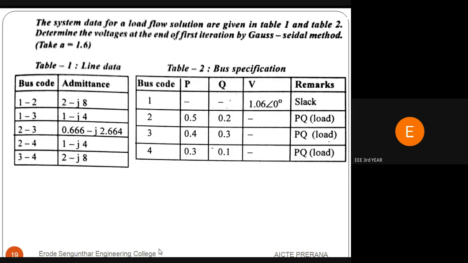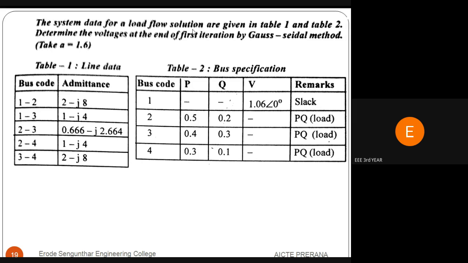Consider this first problem. Just note it down. The system data for a load flow study are given in table number 1 and table number 2. Determine the voltage at the end of the first iteration by the Gauss-Seidel method. Take alpha equal to 1.6. They have given two tables.